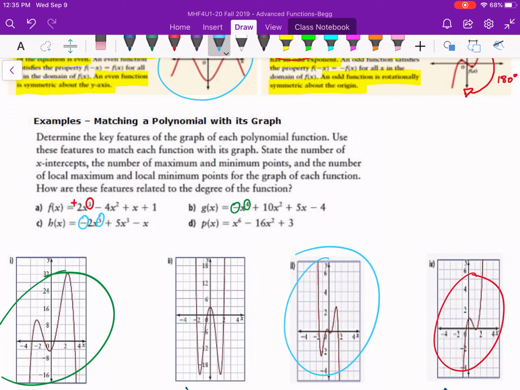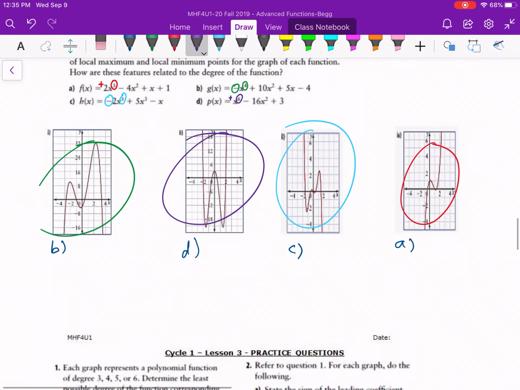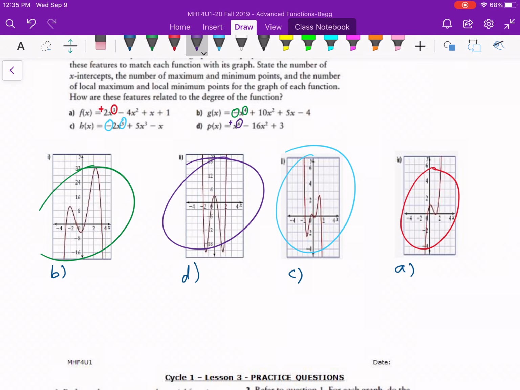By process of elimination, that means the last one, D, has to be this one, but let's just confirm. It's got an even degree, a positive leading coefficient, so it's like a parabola opening up. Yes, that matches, right? All right, that's it for now.